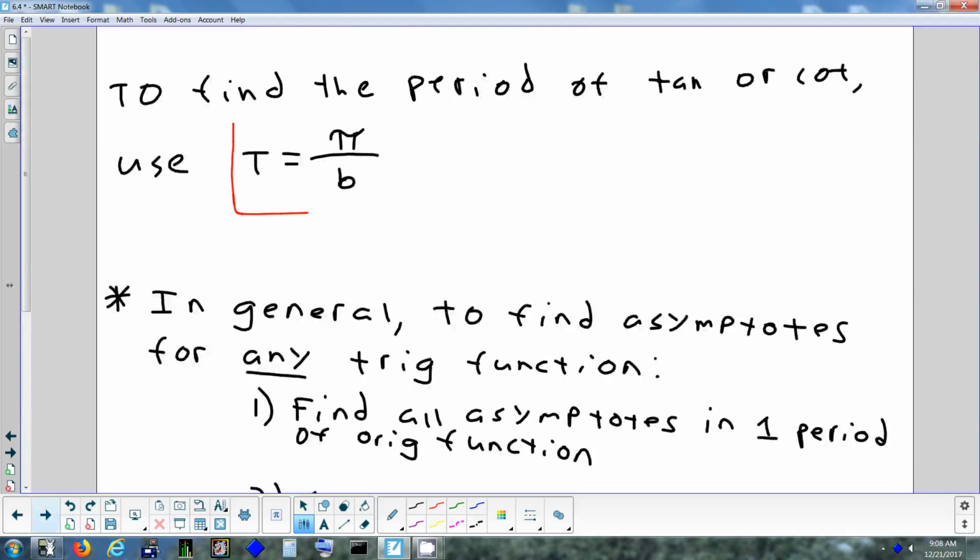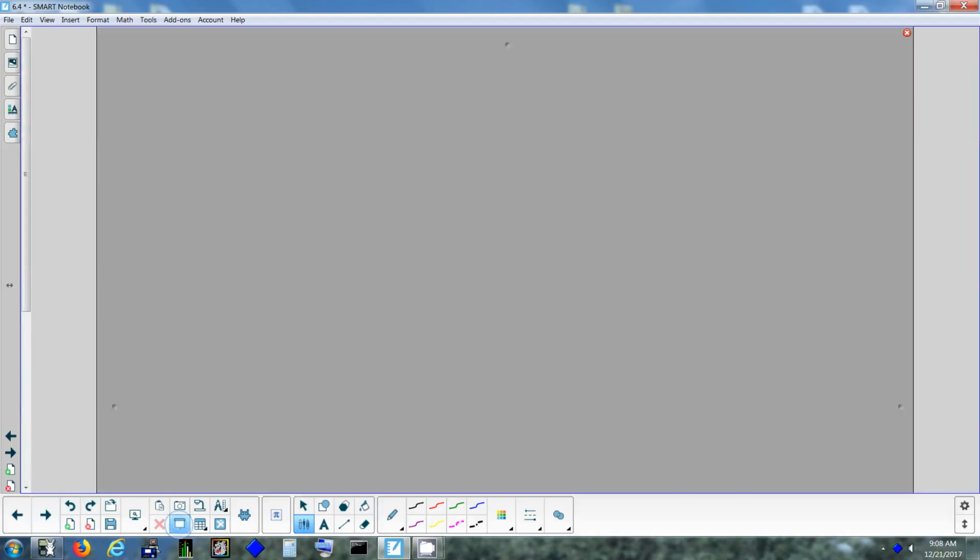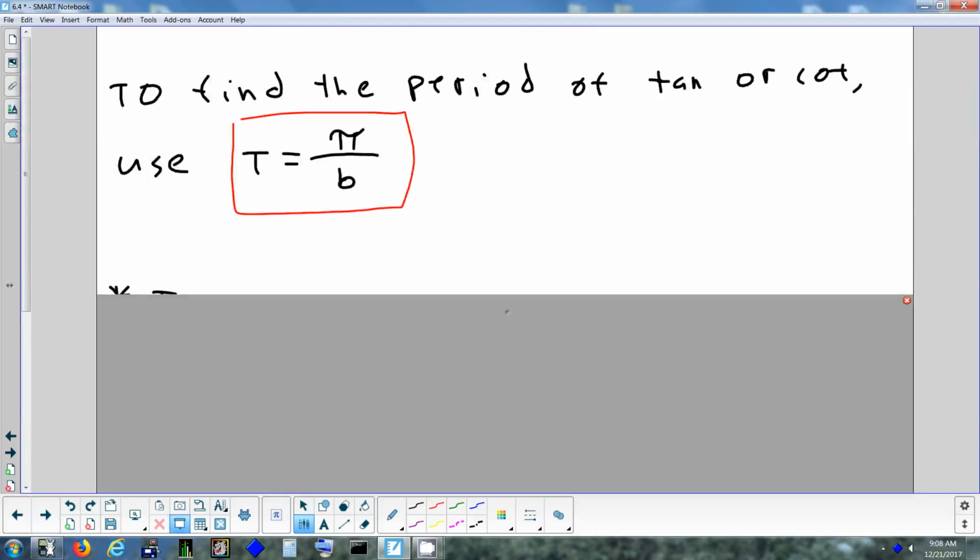Okay, so to find the period of tangent or cotangent, you do not use 2 pi over b. It's pi over b. Sine, cosine, secant, cosecant all use 2 pi over b. Tangent and cotangent are the only ones that don't.